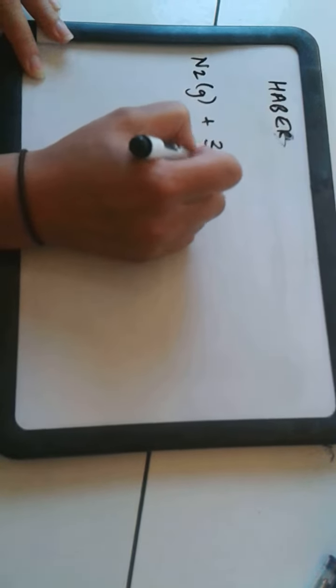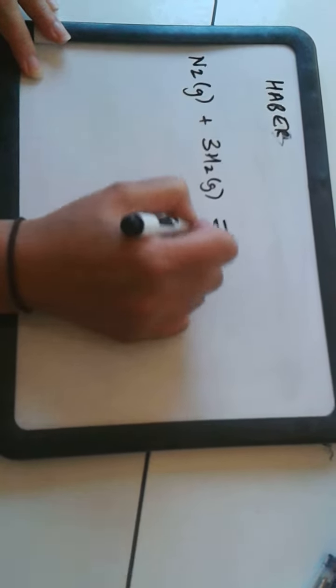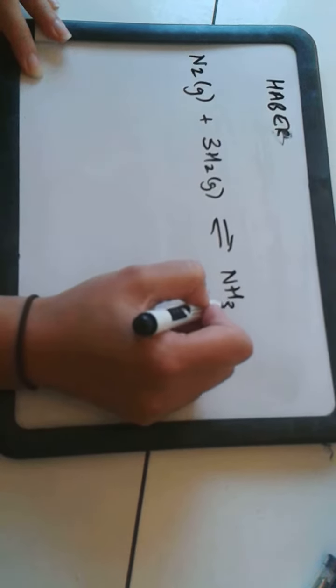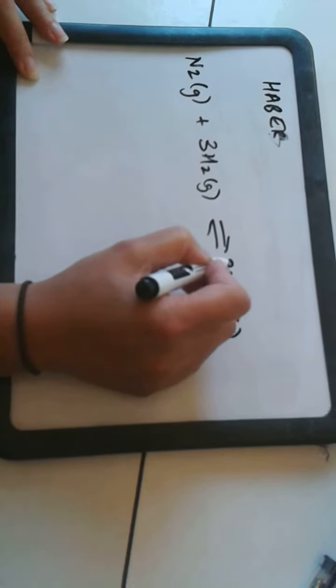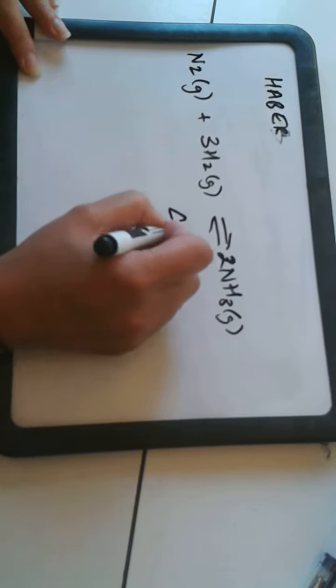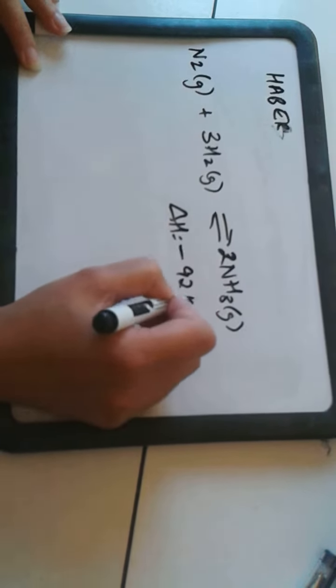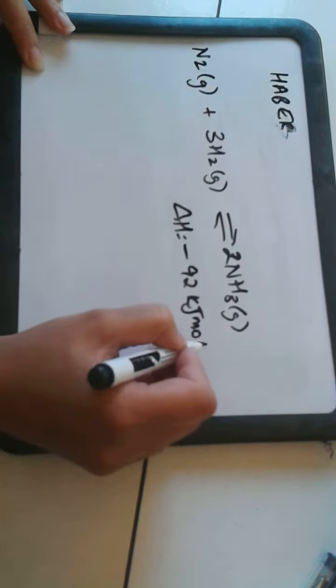So the Haber process is probably the most important one at GCSE because all of the examining boards cover it. So we need to make sure that we as teachers understand this one inside out so we can pass on all the information. If we look at the equation, nitrogen plus hydrogen becomes ammonia, and this is an exothermic reaction.